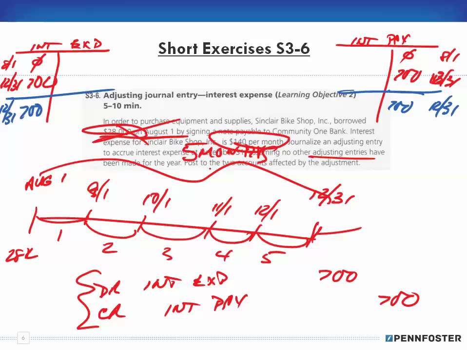During that time, we're accruing this interest at $140 for each and every month. When we got to the end, we have $700. Now, no entry was made, so we have to make an entry for it at the end of the year. And I showed making the entry as a debit to interest expense and a credit to interest payable. Why? Because we still owe the interest payable just like we still owe the note payable.